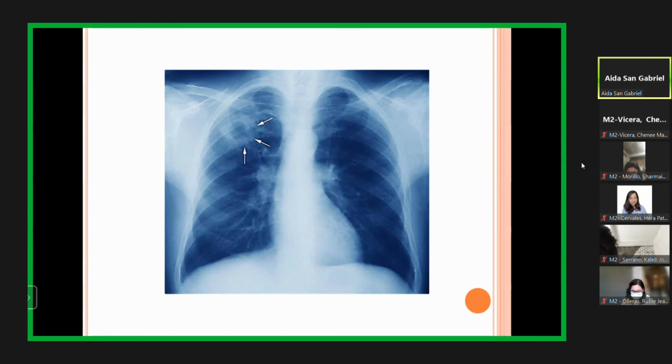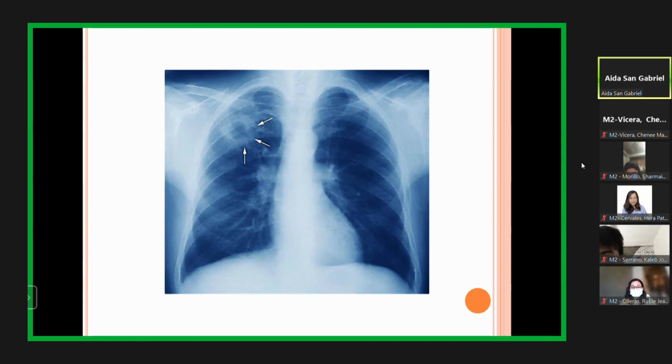For palpation, normal or unimpaired tactile fremitus. Percussion findings: resonant. Then auscultation: vesicular breath sounds, no crackles, no wheeze. So that's more or less a normal finding. Okay?